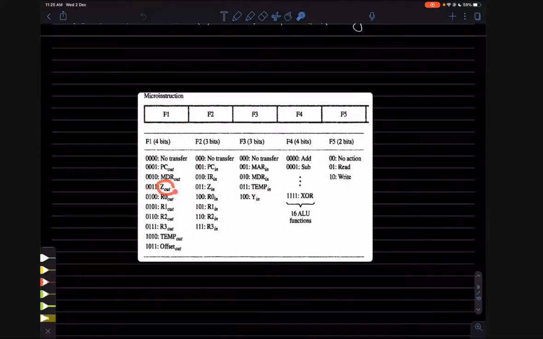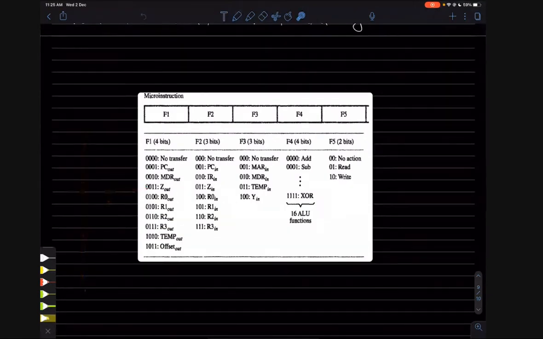Because it is a Z out, the R0 out, R1 out, R2 out, R3 out signals cannot be generated, because they are mutually exclusive. So only Z out will be generated, because whenever there is a register out, the data will go to the bus.